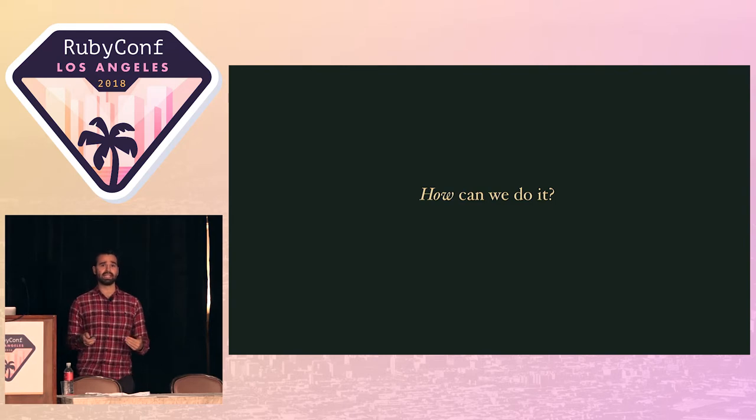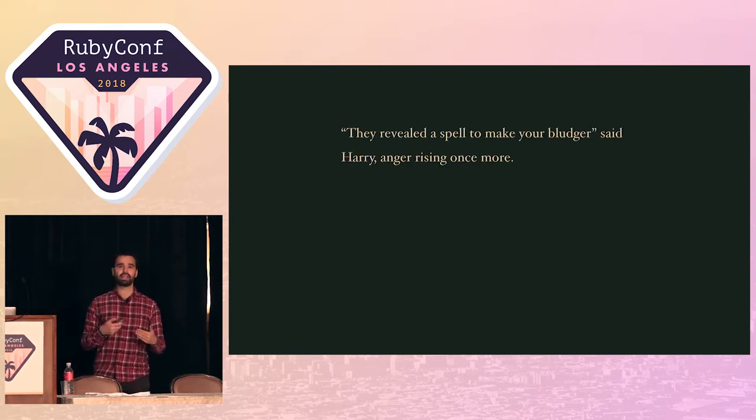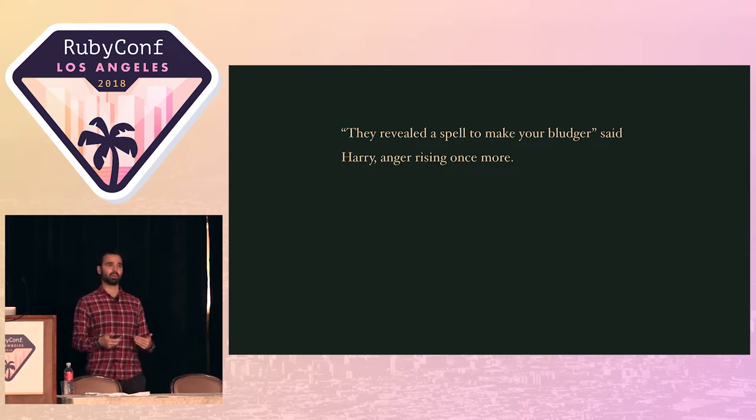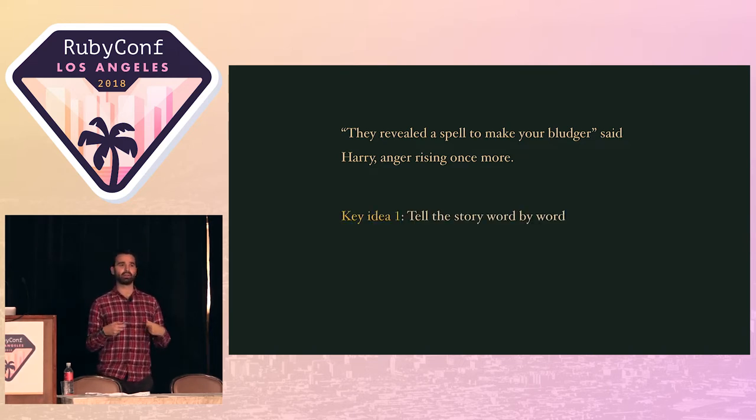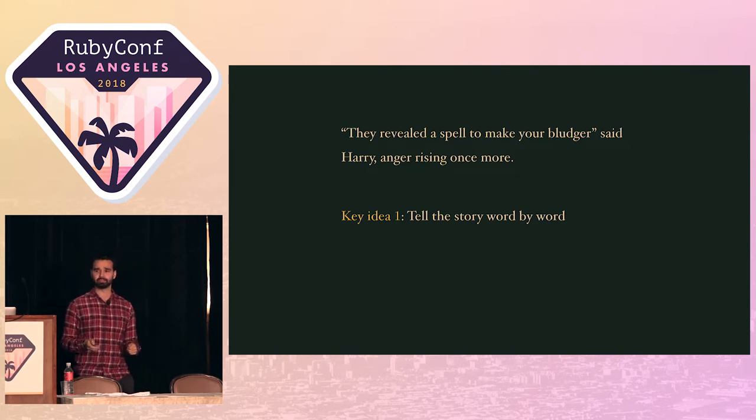So now the big one is how we actually go about doing this. And on the face of it, this does seem like quite a hard problem, right? To look at even one sentence from that extract that I just read and think about, well, how do we begin writing Ruby code to create a sentence like this? So there are a couple of key ideas that I want to introduce to help get us started. One is that we want to tell this story word by word. So at any point, we just want to be focused on generating the next word in the story.